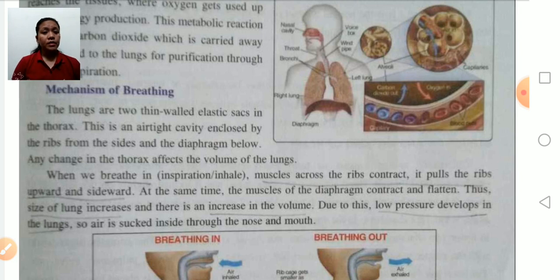This is an airtight cavity enclosed by the ribs from the side and the diaphragm below. Okay, the lungs are enclosed by the ribs from the side and the diaphragm from below. Any change in the thorax affects the volume of the lungs.